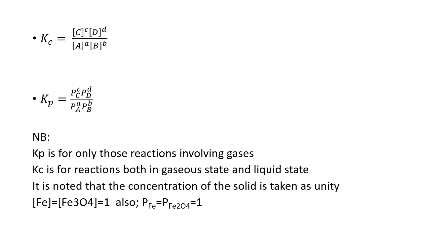For example, if we have iron, which is a solid, then its concentration will be 1. Triiron tetraoxide, which is also a solid, when dealing with the above expressions, can also be taken as 1, and the same applies to their partial pressures.